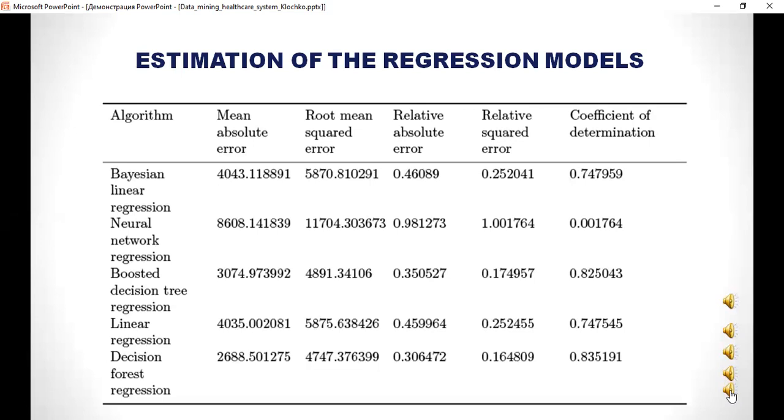The model that is closest to the actual data is the machine learning model built on the decision forest regression algorithm. Slightly lower values were obtained in the process of building regression models using the linear regression and Bayesian linear regression algorithms. The model built using the neural network regression algorithm is inadequate and unusable. This result indicates that the application of this algorithm requires additional setting and careful primary preparation of data sets.